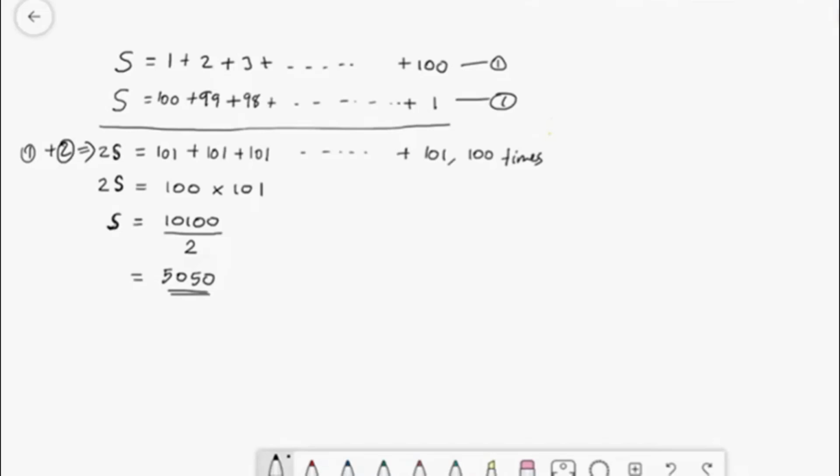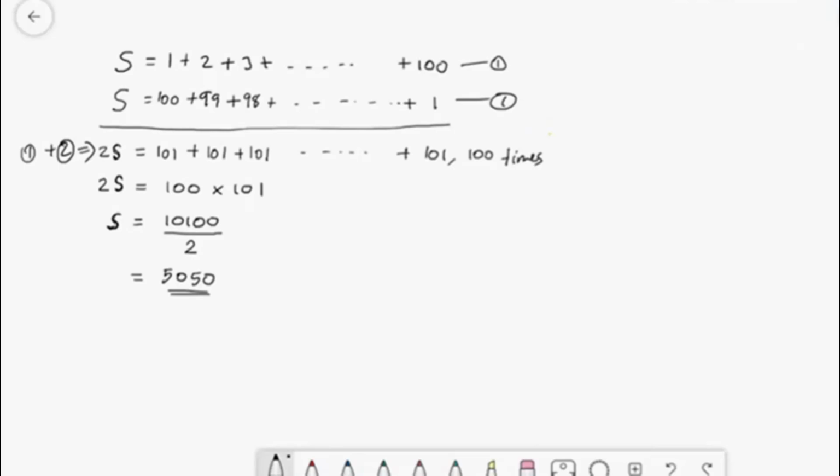I hope you understood. There's another trick to find the sum of the first n natural numbers or positive integers, which we will see later. But this idea, this technique, you may have seen before in a quiz competition or something. You can expect such a question, so use this trick to find the sum.